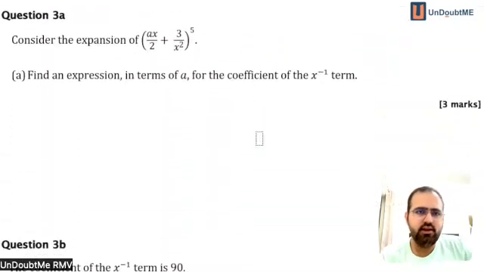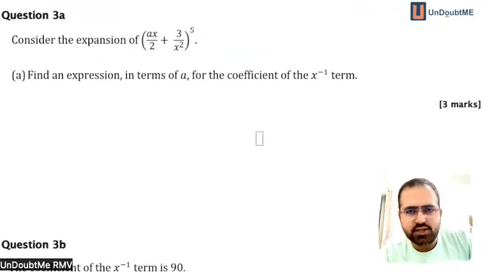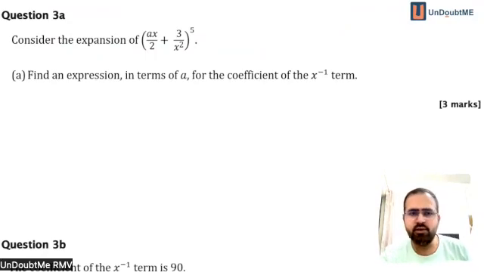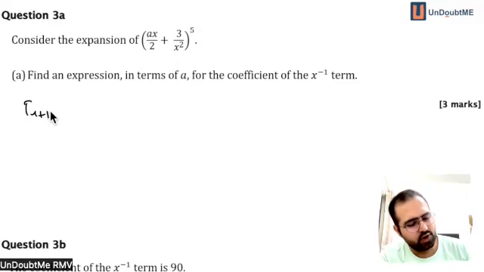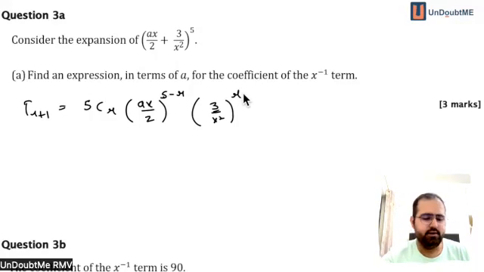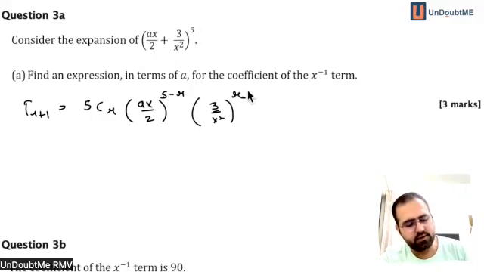Okay. Next is consider the expansion of this. Find an expression in terms of A for the coefficient of x to the power minus 1. This is the same question as the first one. Along with me, if any of you wants, you can write the general term. The general term for this will be 5CR (ax by 2) to the power 5 minus r times (3 by x square) to the power r. Okay, this is the general term.